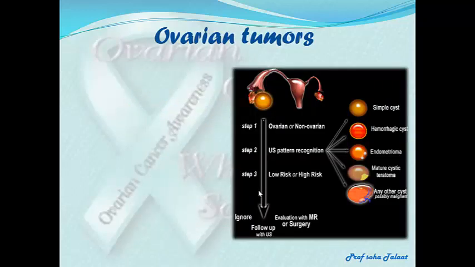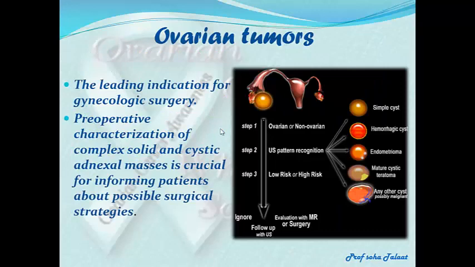What are the ovarian tumors? Ovarian tumors are the leading indication for gynecological surgery. And we said here tumors, but tumors include cystic and solid lesions. So preoperative characterization of complex solid and cystic adnexal masses is crucial for informing the patient about the possible surgical strategies. We have many steps we have to go through.